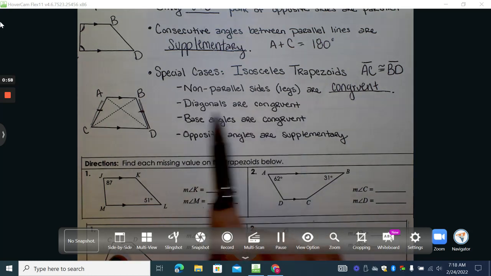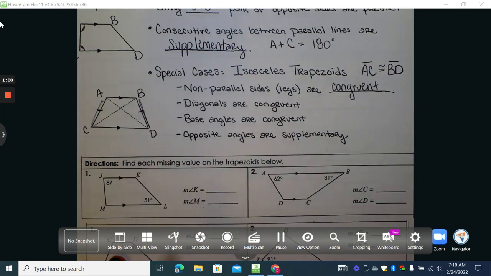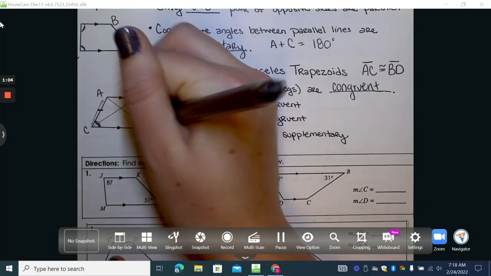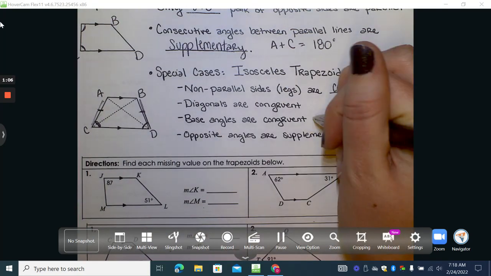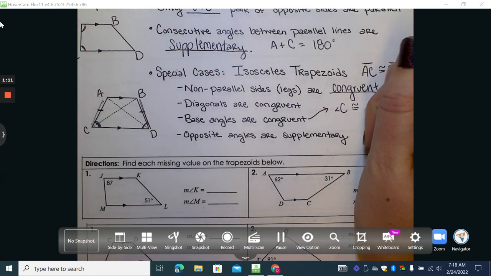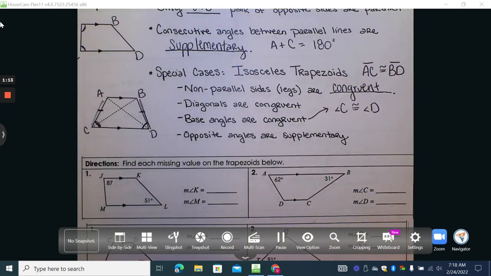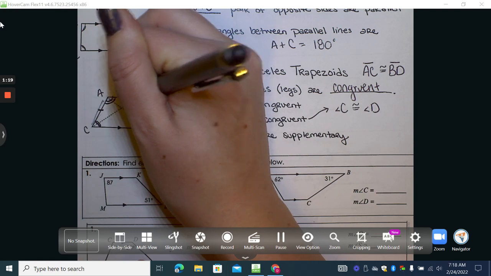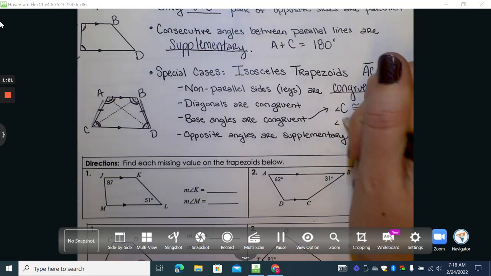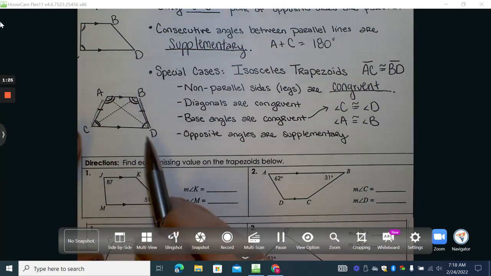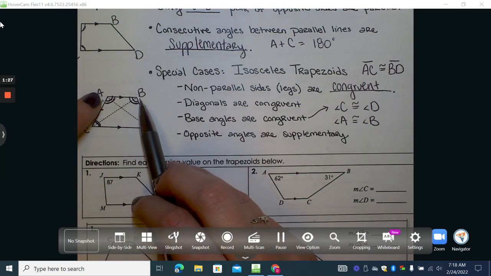The other important thing that we're going to use a lot today is that the base angles are congruent. This means that these two angles at the bottom, C and D, are equal to each other. Angle C is equal to angle D. It also means that the angles at the top, those are also called base angles, A and B, are equal to each other. So we have this pair of congruent angles and this pair of congruent angles.